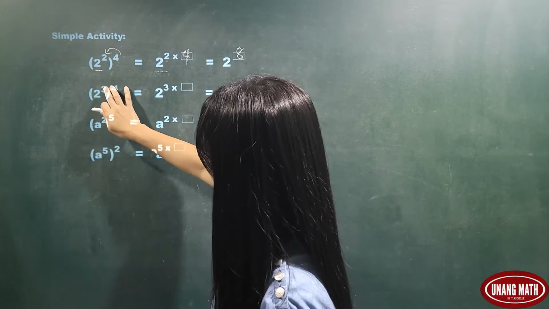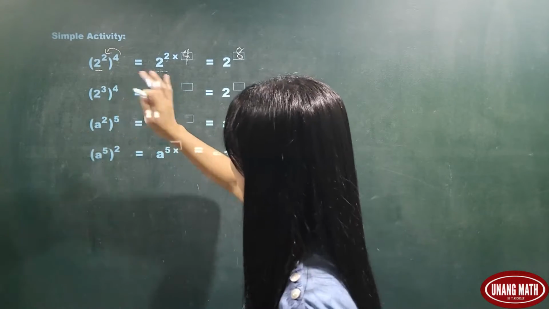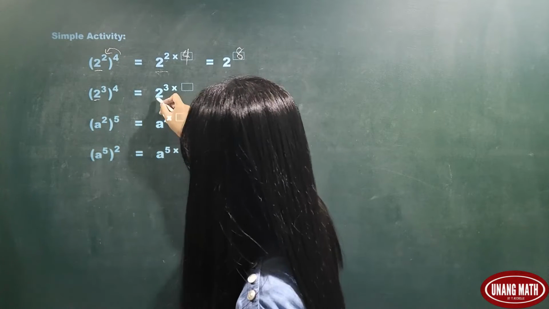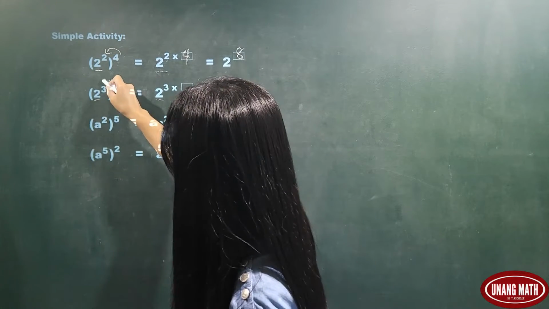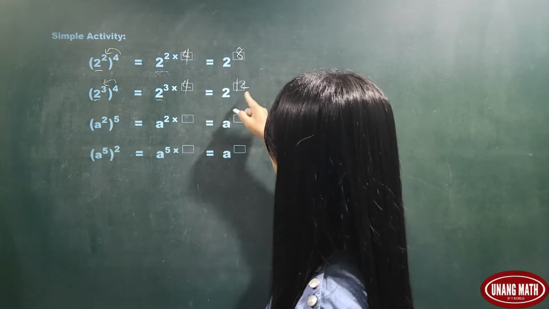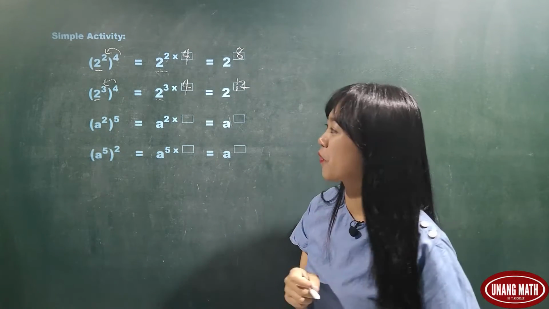2 raised to the power of 3 inside the parenthesis, and it's raised to the power of 4. So, copy the base 2, then multiply the exponents. 3 times 4, our exponent is 12. So, we have 2 raised to the power of 12.